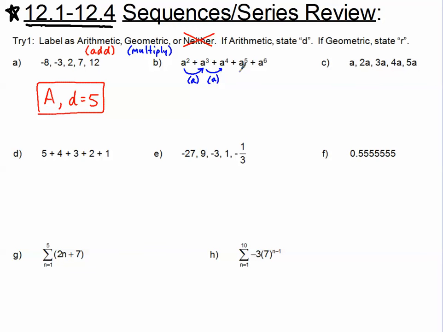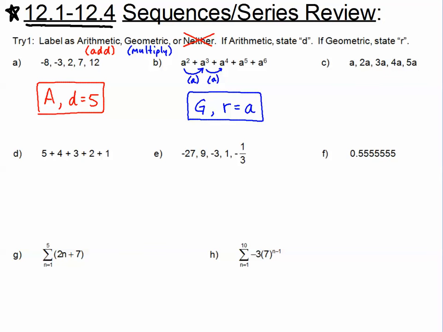We are multiplying to get from one term to the next, so this is geometric, therefore it has a common ratio, and in this case, the common ratio is a. When our exponents are changing, that must have happened from multiplication, so this is geometric.